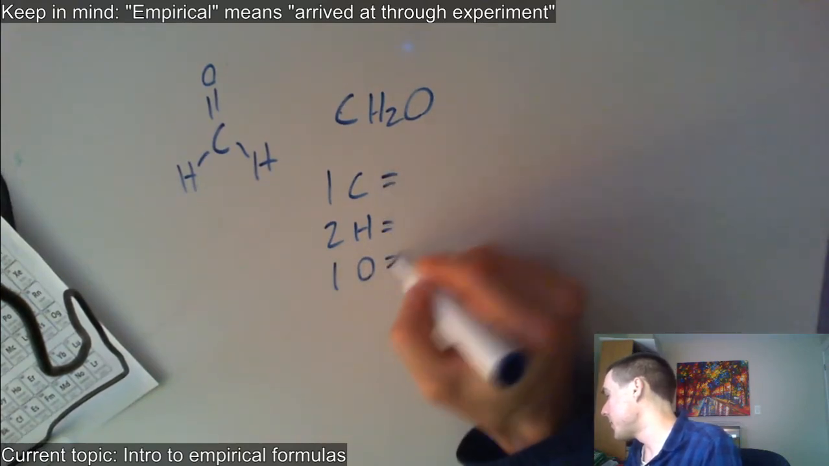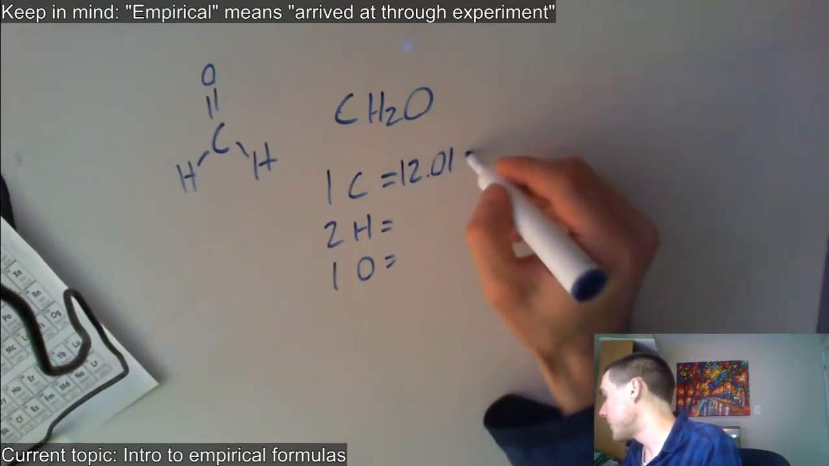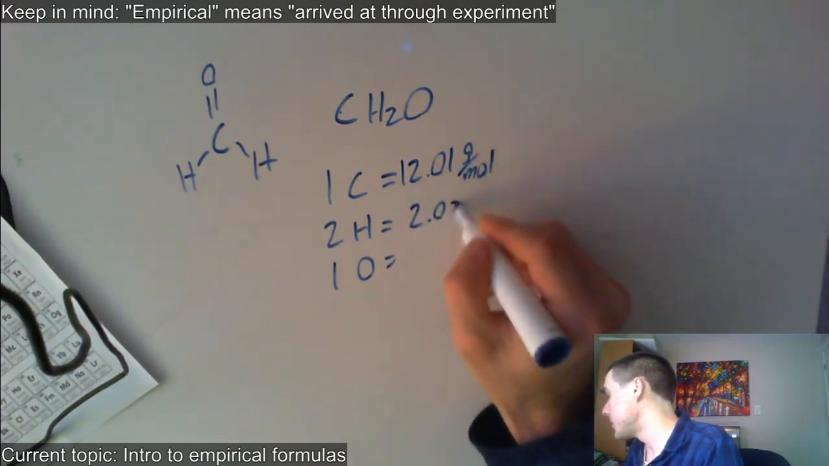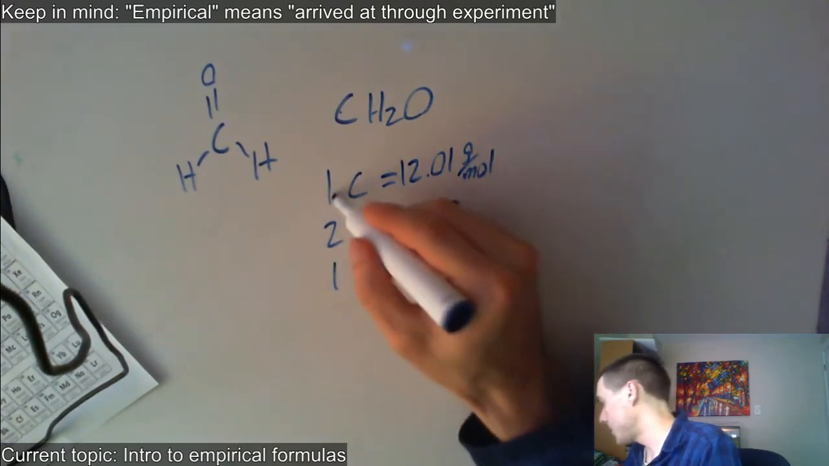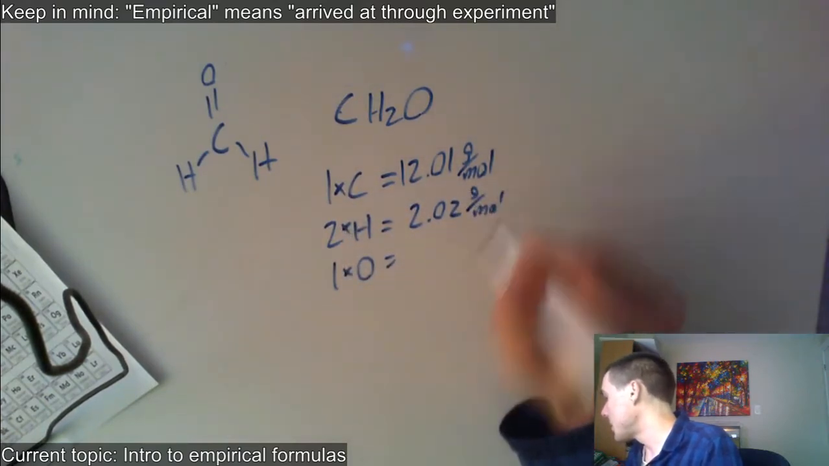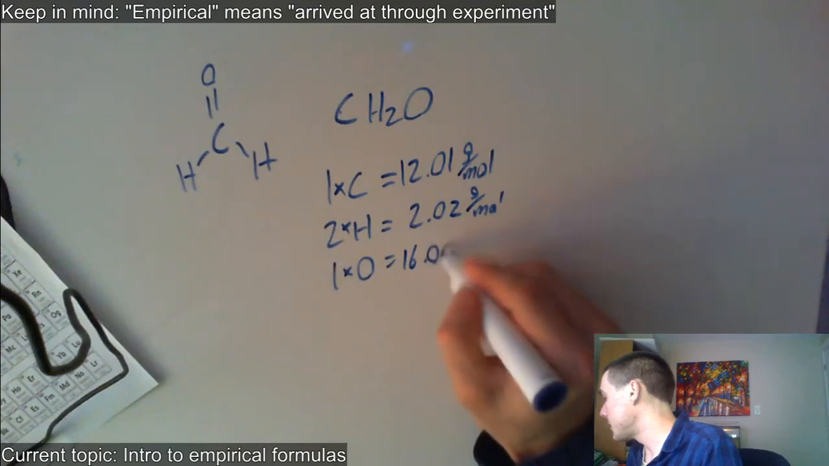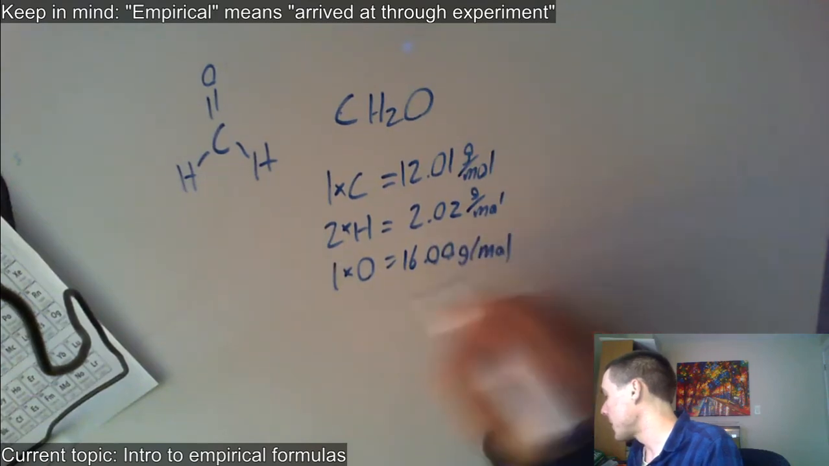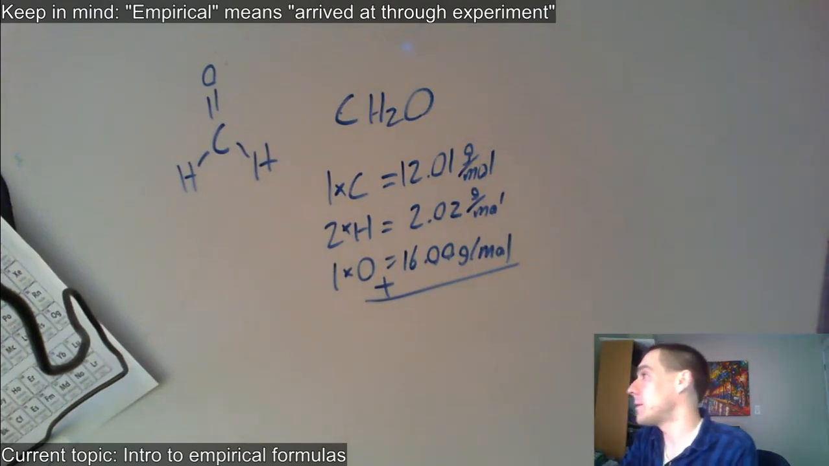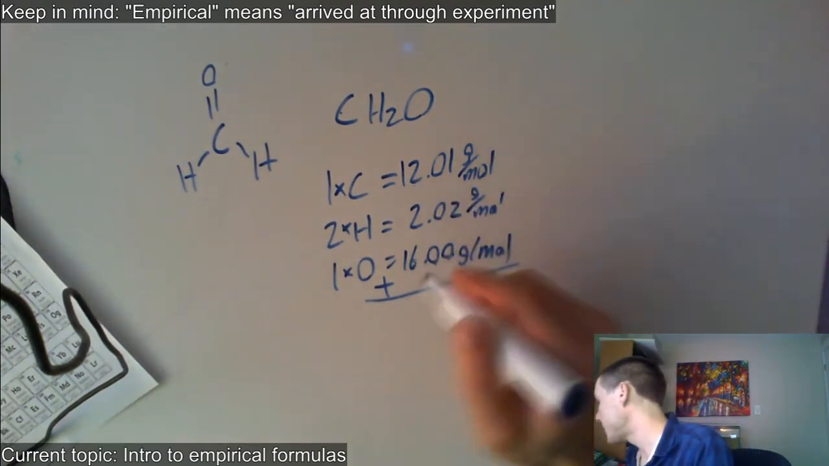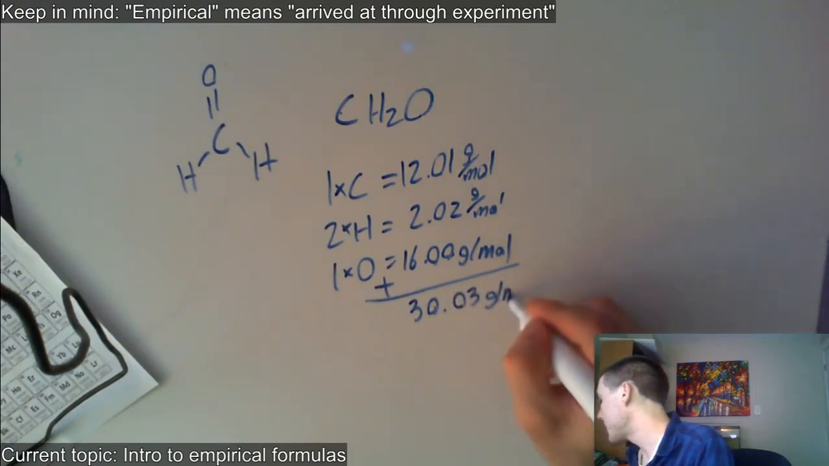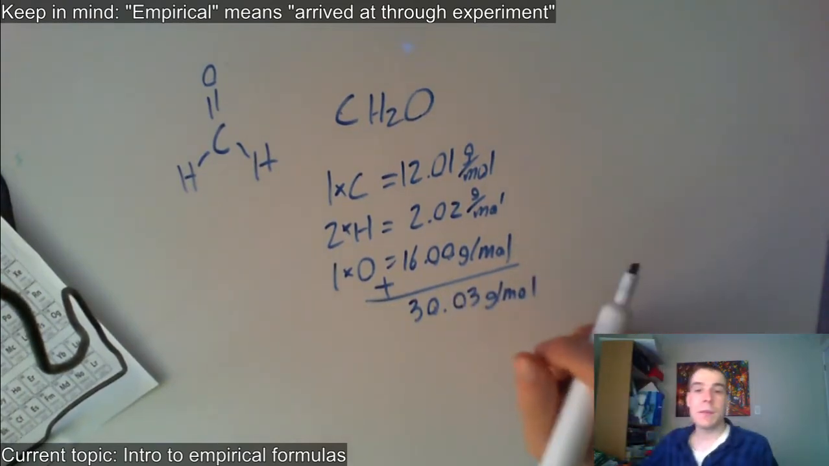And I'm not going to bore you with the details, but that is 12.01 grams per mole on my periodic table. This is 2.02 because there's 2 hydrogens, and 1 oxygen is 16.00 grams per mole. When I add that together, I get some number. 12 plus 2 plus 16 is 30. 30.03 grams per mole.